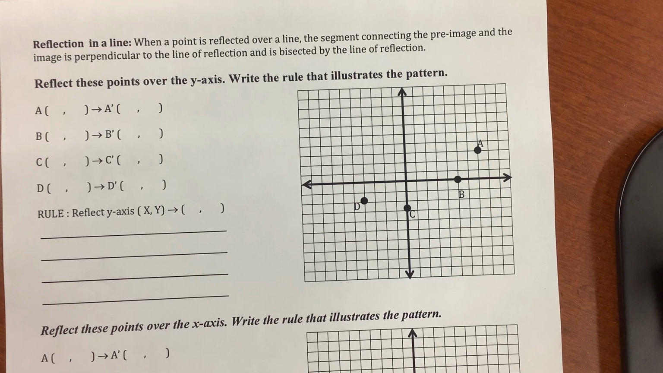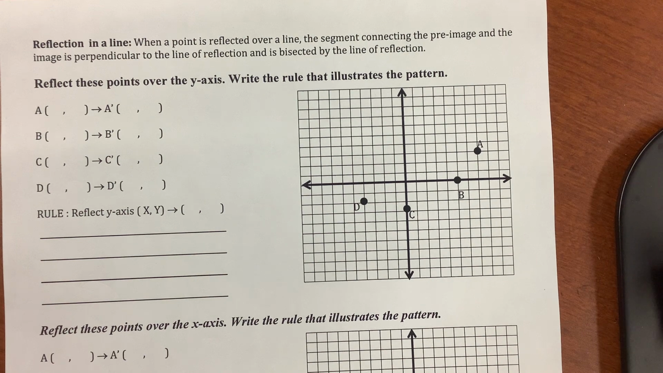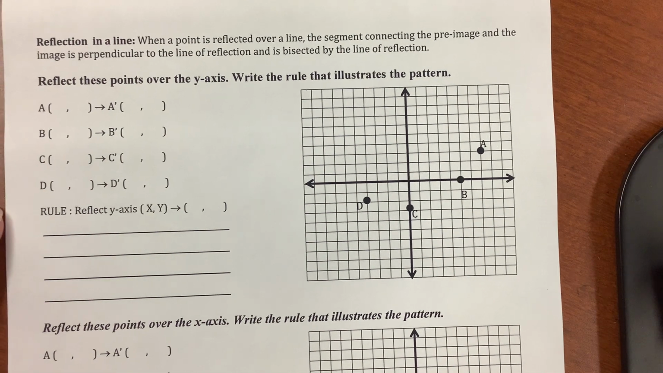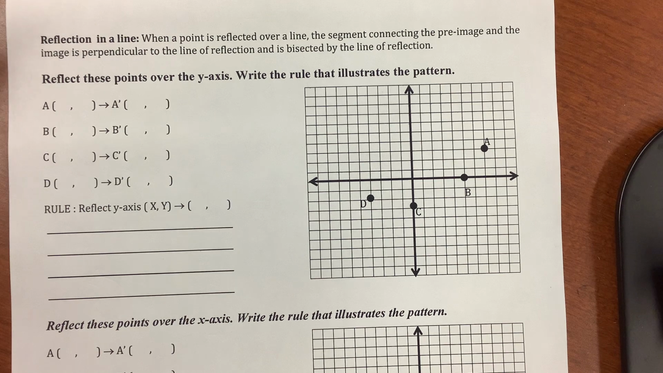We are reviewing for the test, and the first review is going to be reflection over a line. I know we did reflection over a point, but it's not on the test, so I'm not reviewing that with you. When a point is reflected over a line, the segment connecting the pre-image and the image is perpendicular to the line of reflection, and it's bisected by the line of reflection.